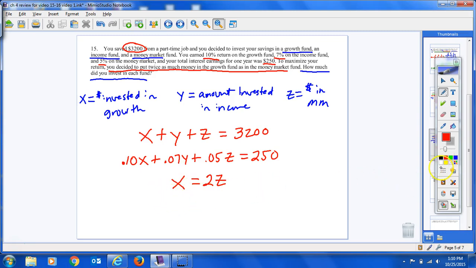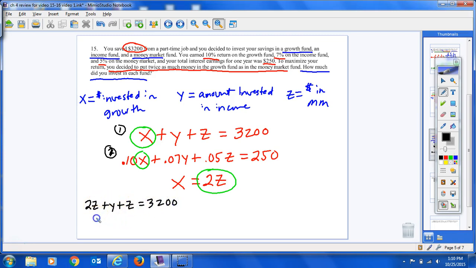Well, this sets up really well for substitution because X is solved for in this bottom equation. So then we can replace X in the other 2 equations. All right, so let me see if I can squeeze that in down here. I'll just number these equations. Here's number 1 and here's number 2. Those are the ones that we're subbing into. So replacing X in the first equation, I get 2Z plus Y plus Z, 3,200.